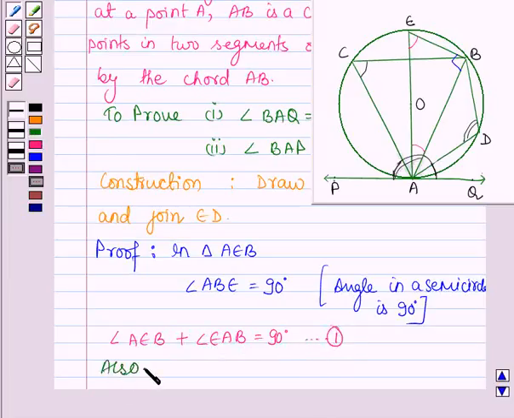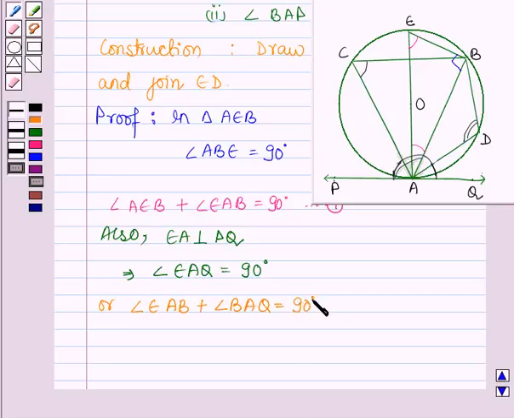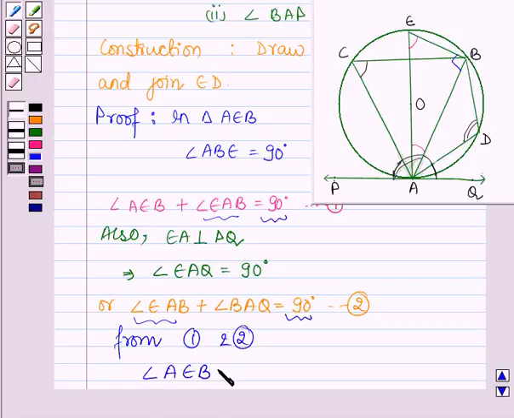Also we have EA perpendicular to PQ. So this implies angle EAQ is equal to 90 degrees. Or we have angle EAB plus angle BAQ is equal to 90 degrees. Let this be equation number 2. Now from 1 and 2, we find that the right hand sides of both the equations are equal, therefore the left hand sides are also equal, and angle EAB is common on the left hand side. So from 1 and 2 we have angle AEB is equal to angle BAQ. And let this be equation number 3.